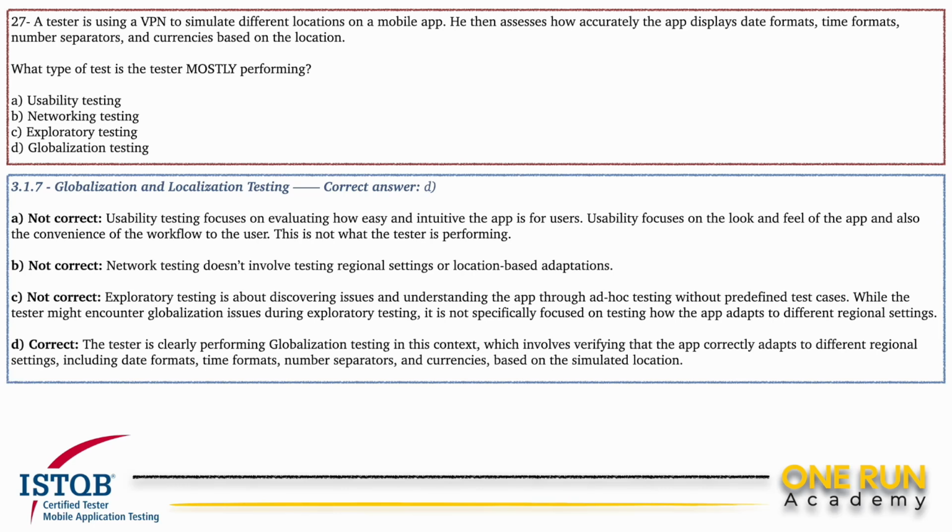Lastly, option D, globalization. This one is the most reasonable answer. The tester is precisely performing globalization testing. By simulating different locations using a VPN and checking how the app handles regional settings, the tester is ensuring the app can properly adapt to various geographic regions. So I believe that option D is the correct answer to this question.